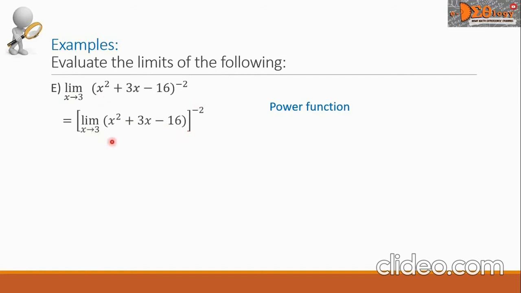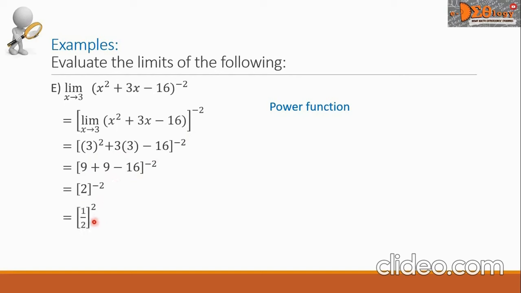Evaluating the limit now, let us substitute the value 3 to the x. So we have 3 squared plus 3 times 3 minus 16. And the negative 2 power is here. 3 squared is 9 plus 3 times 3 is 9 minus 16, all raised to negative 2. Simplifying this, we have 2 raised to negative 2. Let us rationalize the negative exponent by simply putting this as 1/2 raised to 2. And this is now equal to 1/4. This is our final answer.